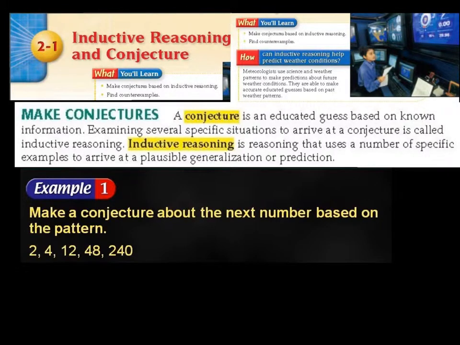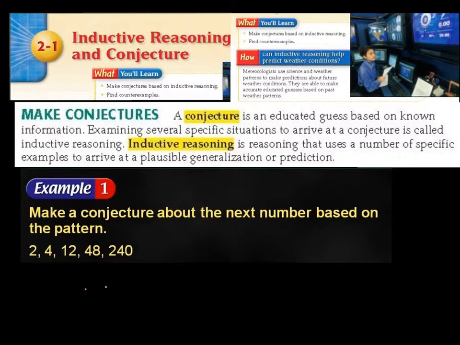Make a conjecture about the next number based on the pattern. I'm going to guess first that it's an adding pattern. So I could add 2, then I'd add 8, I'd add 36. I don't see a pattern there. Okay, so my guess must not have been very good. I'm going to try again.